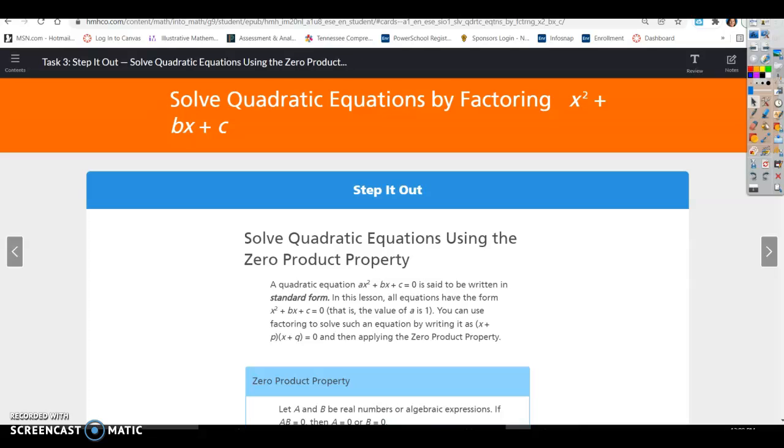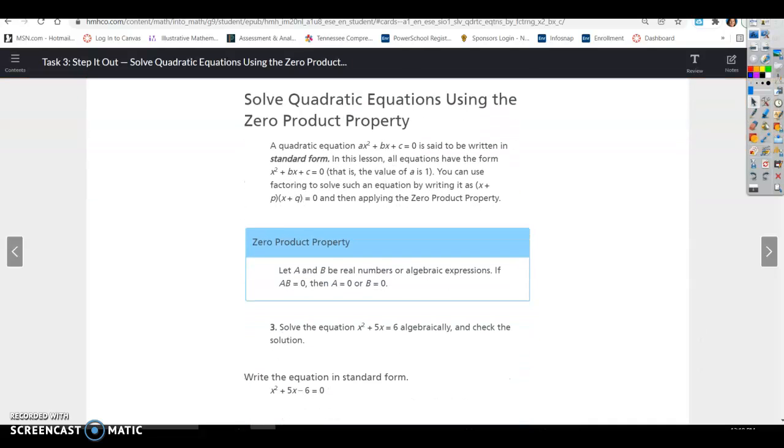Lesson 17.2, Task 3. Solve quadratic equations by factoring. So we've got x squared plus bx plus c, that's in standard form again. We know it's a quadratic because it has an x squared term. So we're going to look at how to solve equations.